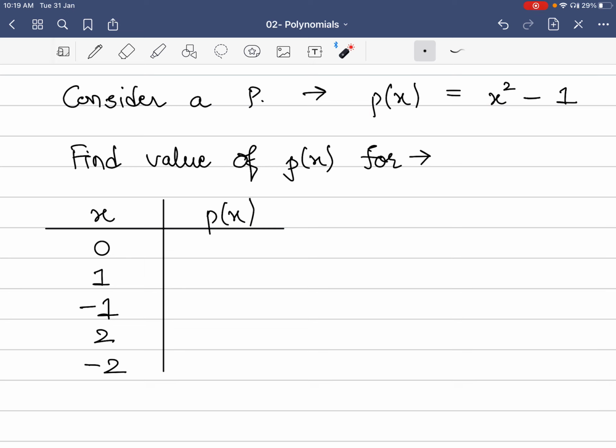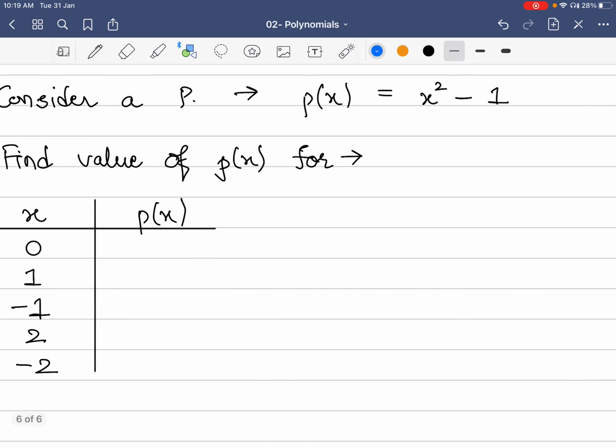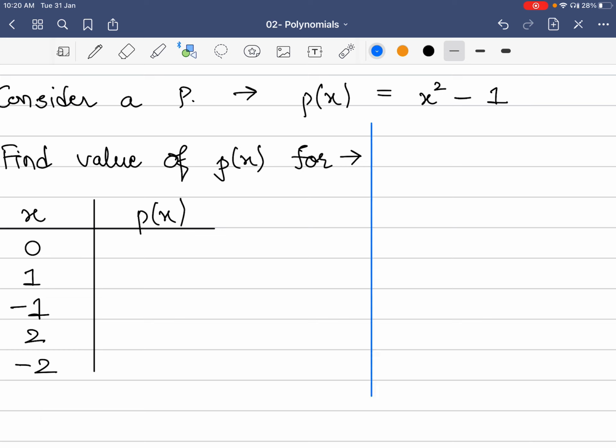Now, what is the task given to us? Find the value of P of x for these different values of x, and we have to find the values of P of x for each of these values of x. So let's see how this can be done. I'm going to just move this here, and draw a line here. So first let's start with x equal to 0.